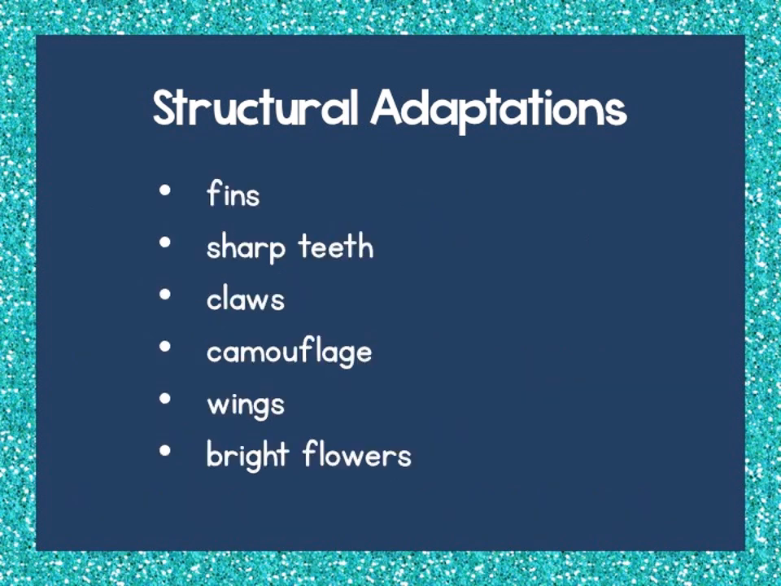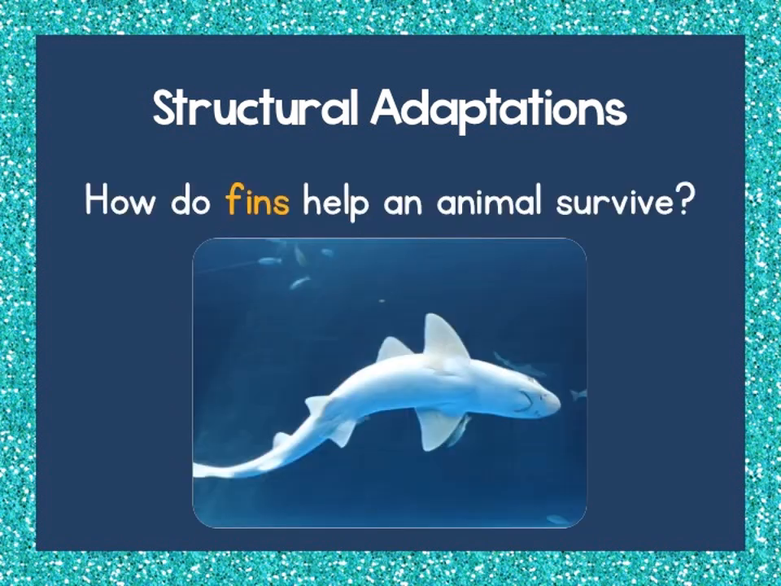So examples of this that we're going to talk about today would be fins, sharp teeth, claws, camouflage, wings, and bright flowers. So how do you think fins help an animal survive? Maybe the types of fins or just having them in general. Hopefully you were thinking about that shark has fins to help it swim faster. And so fins are a structural adaptation that help with movement.